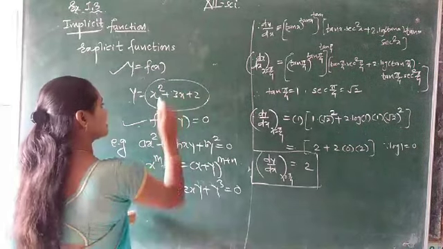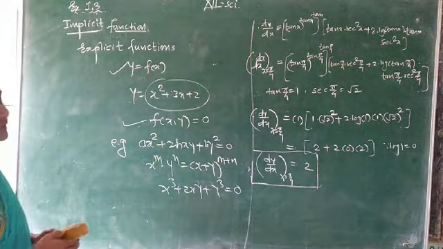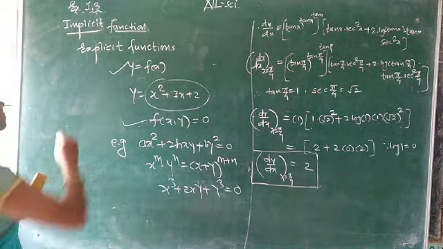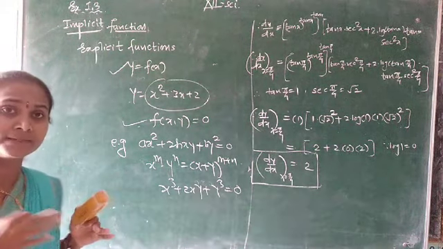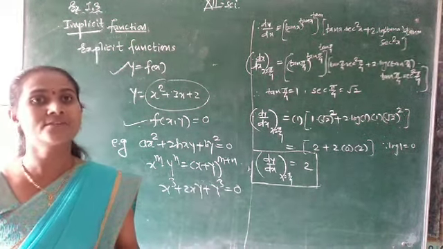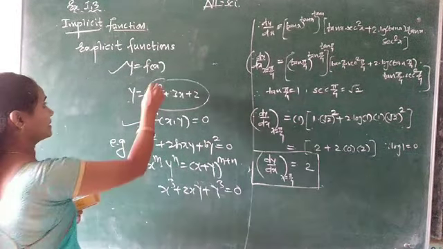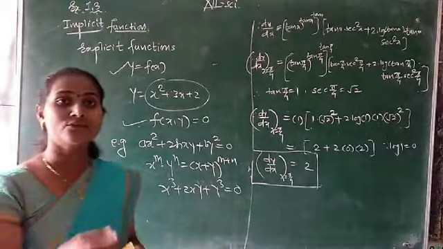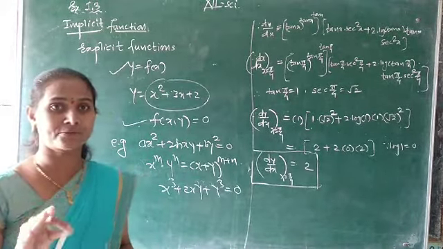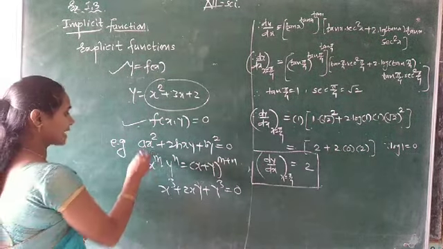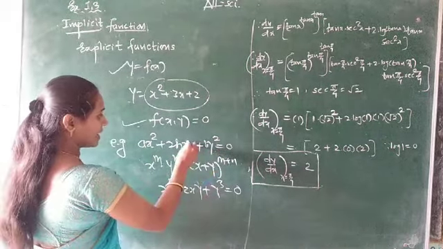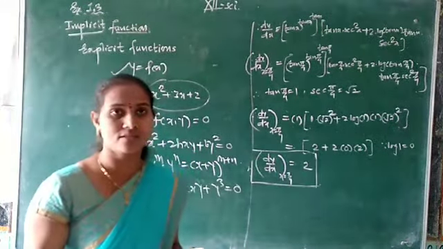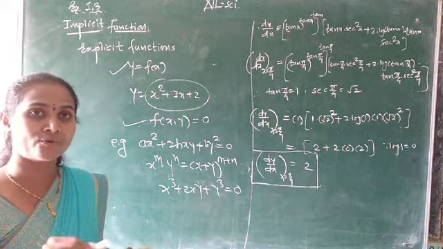So now we start to solve our exercise 1.3. First of all, we should try to understand the difference between implicit and explicit functions. If it is a function y is equal to f of x, then we take the direct derivative, differentiating with respect to x. But if we have to differentiate y with respect to x, then what is the derivative of this? That is dy upon dx.